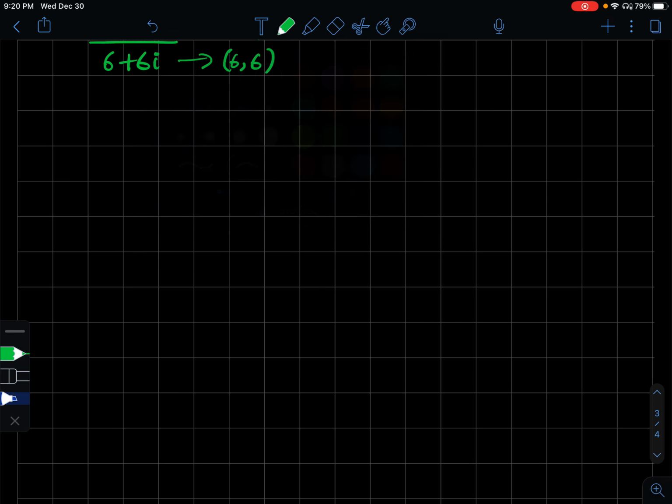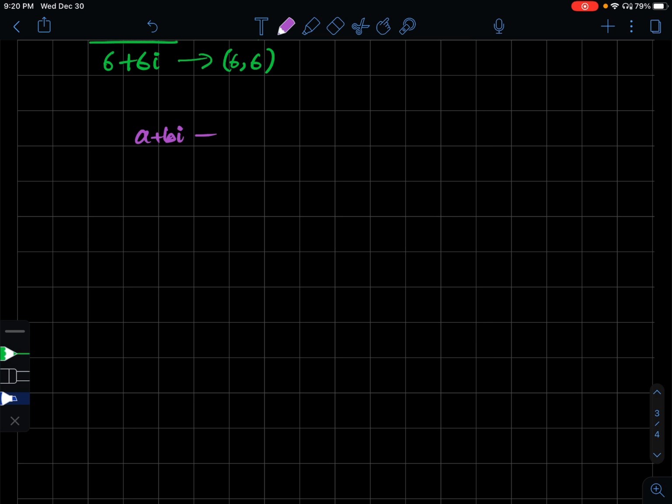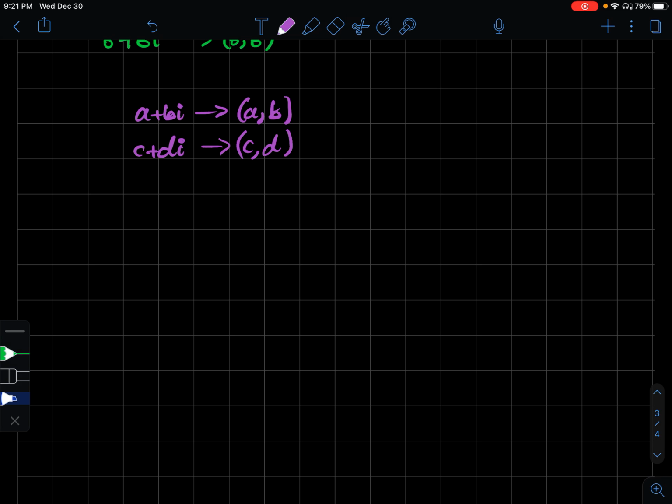So if we were to just generalize this, then all we'd say is if we had the complex number a plus bi, it corresponds to the point a comma b on the Cartesian plane, and if we had c plus di as our second number, it corresponds to c comma d in the Cartesian plane. Now, if you start at 0, go to a comma b, then go to c comma d, we'd have to go c to the right of a and d to the top of b, not just d to the top of 0.